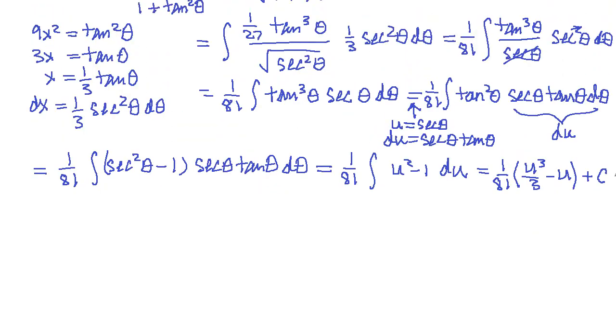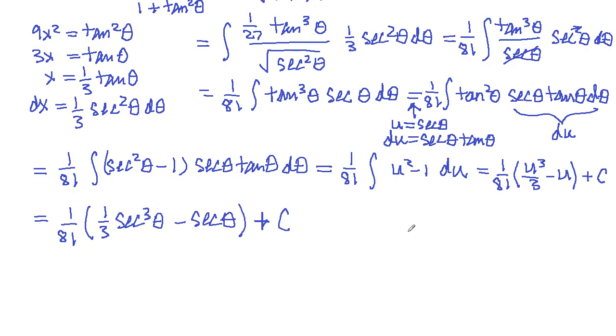This one was a little bit more involved. So we will have a 1 over 81 out in front. u is secant theta, so inside there, that's going to be 1/3 secant cubed theta, and then minus secant theta, which is our u right there, plus c.